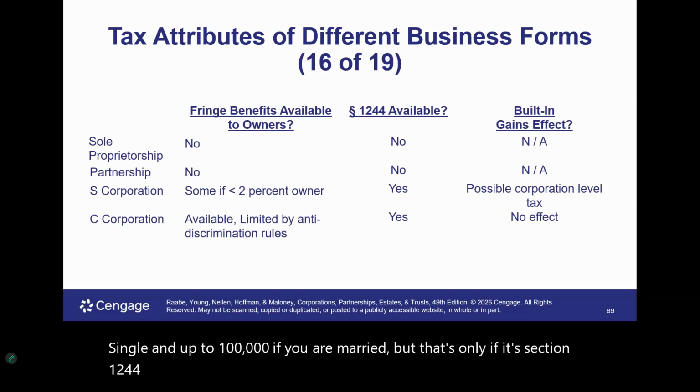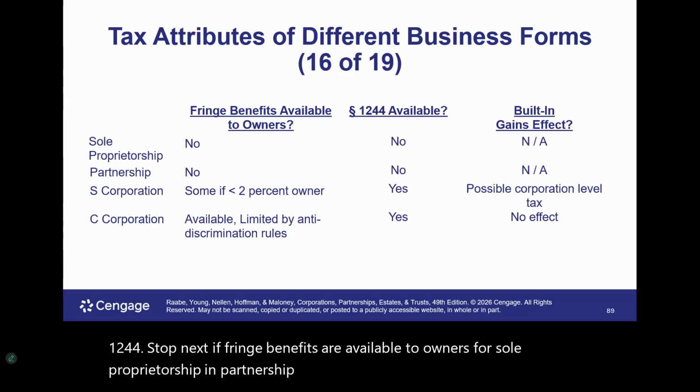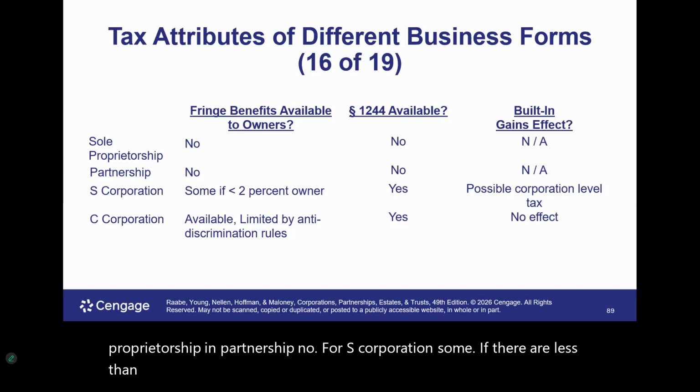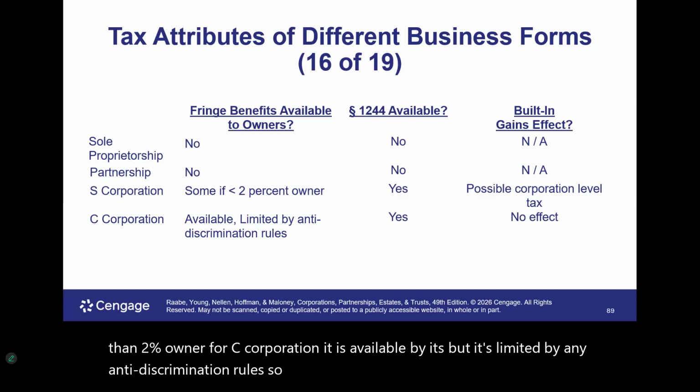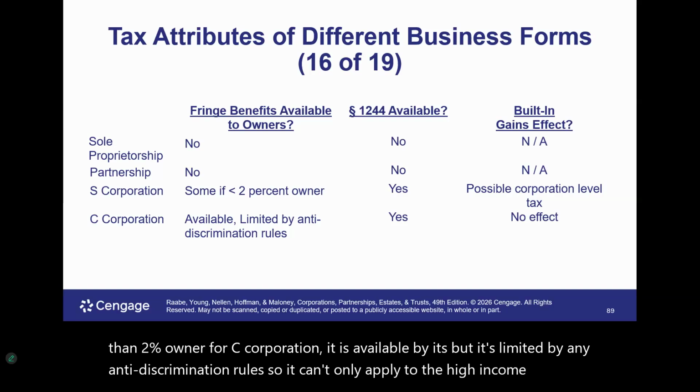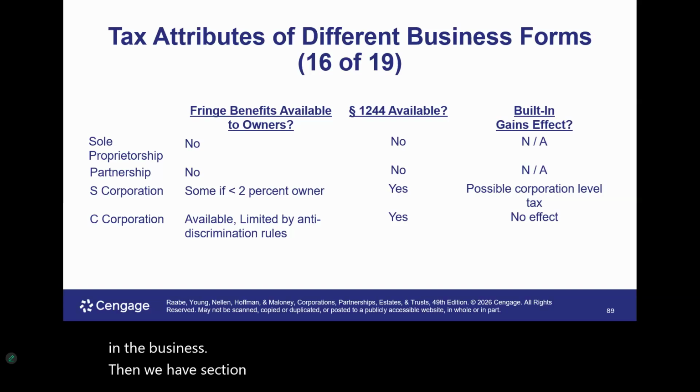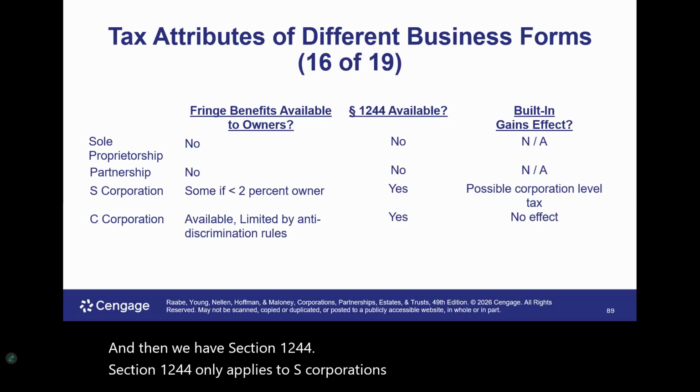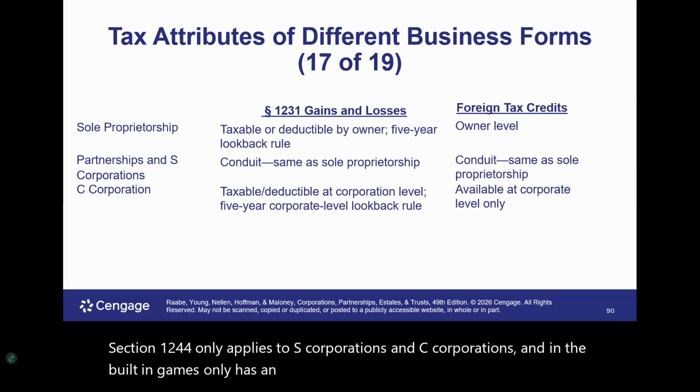Next, are fringe benefits available to owners? For a sole proprietorship and partnership, no. For an S corporation, some, if they are less than 2% owners. For a C corporation, it is available but it's limited by anti-discrimination rules, so it can't only apply to the high income earners in the business. And then we have Section 1244. Section 1244 only applies to S corporations and C corporations. And then the built-in gains only has an impact for S corporations.